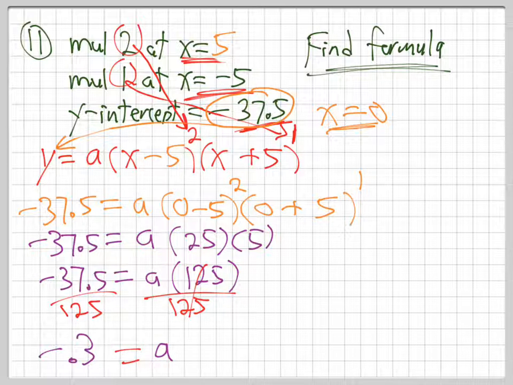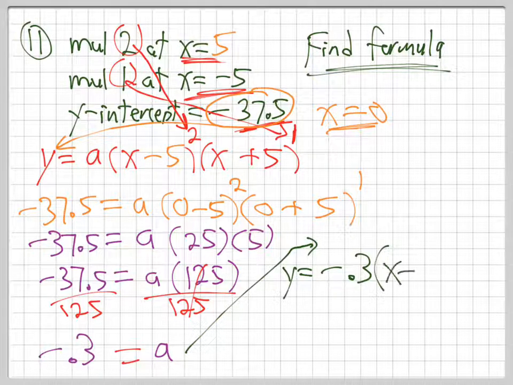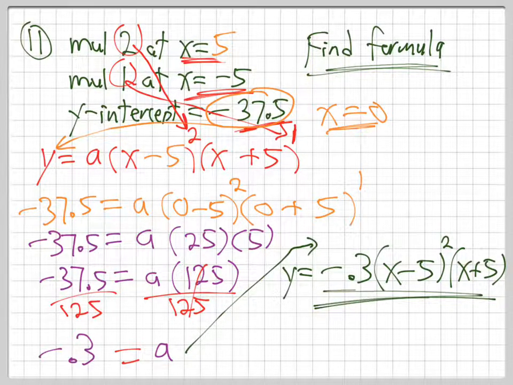So then what's our final answer, the final function? Y equals negative 0.3, x minus 5 squared, x plus 5. There we go.